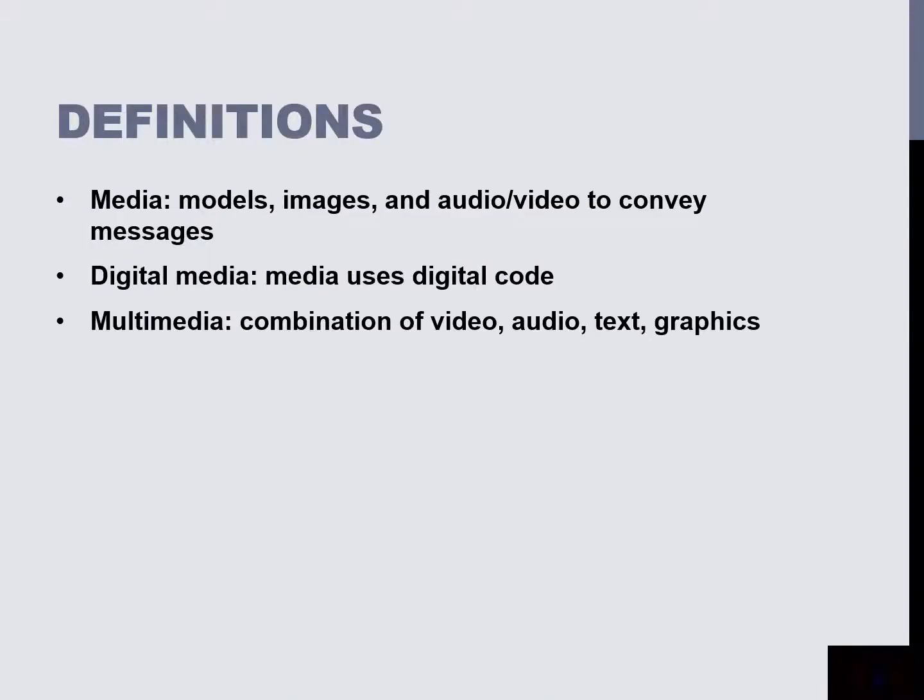Some definitions that we should first go over so that you understand what we're discussing is media, which includes models, images, and audio-video, which are used to convey different messages. Digital media are these different model images and audio and videos that use digital codes. Multimedia is using a combination of these different things.